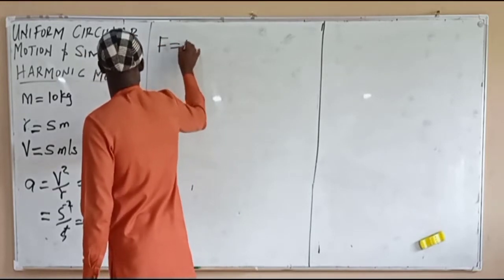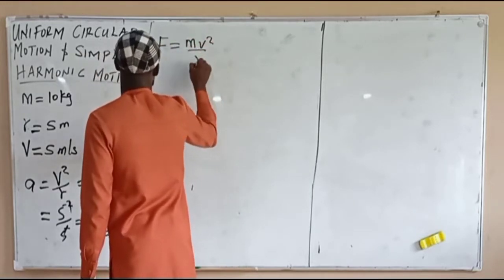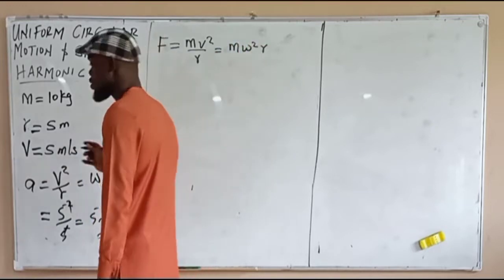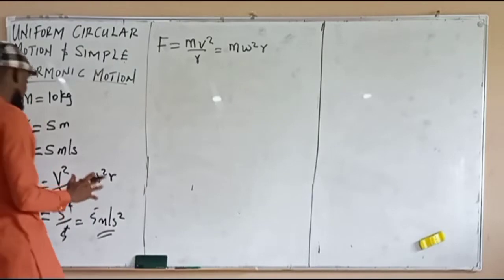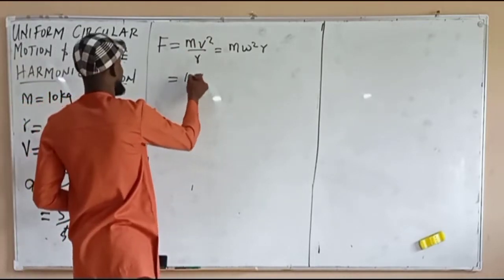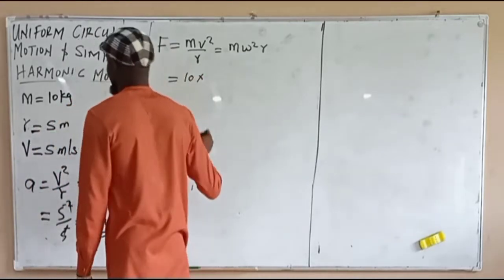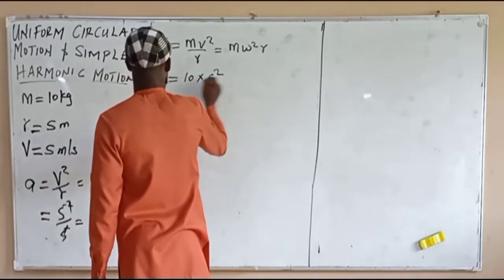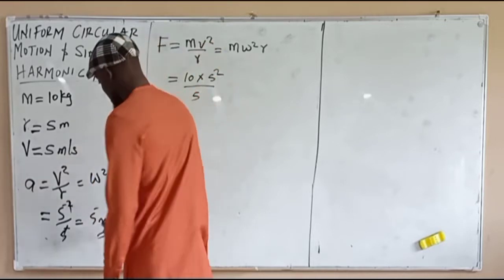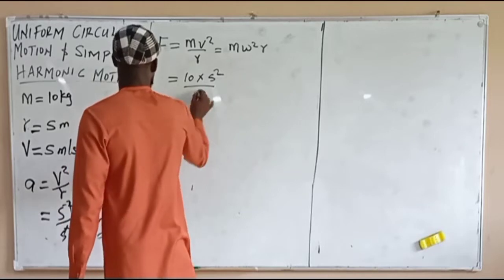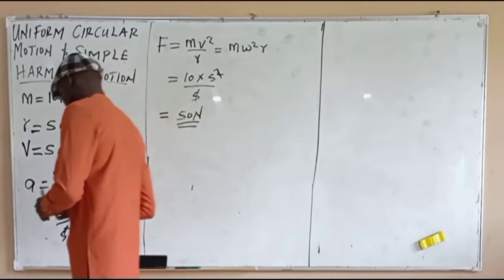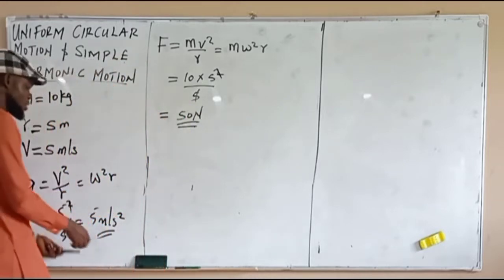Centripetal force is equal to mv squared over r or m w squared r. So which one will work out? There is no w in this question, only v, so we're going to use this one. m is 10 times v, and v is 5, so 5 squared over 5, with m equal to 10. You can multiply and get the answer, cancel this, and it is 50 newtons. The centripetal force will be 50 newtons.